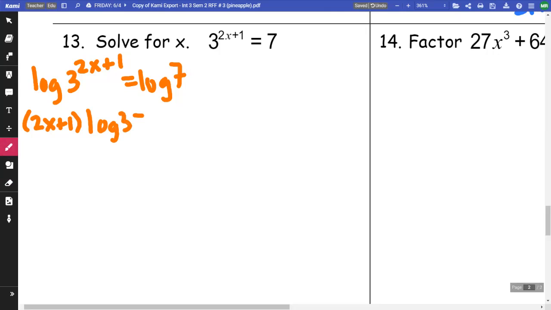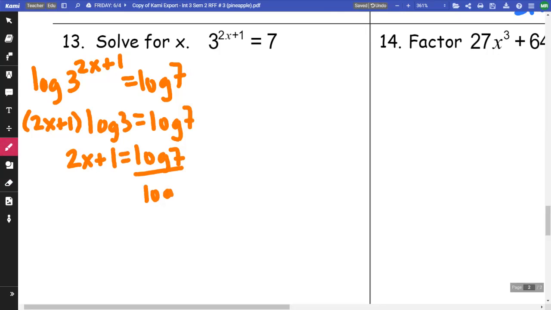Log 3 equals log 7. I'm going to divide by log 3, so I'm going to get 2x plus 1 equals log 7 over log 3. I'm going to put that into my calculator. And I'm going to just write it as an approximation here, but I'm going to keep it in my calculator. So log 7 divided by log 3 is about a 1.77. Again, I'm keeping it accurate in my calculator.